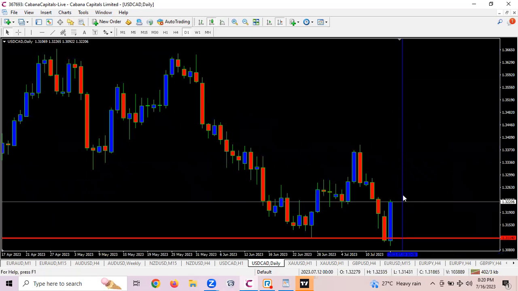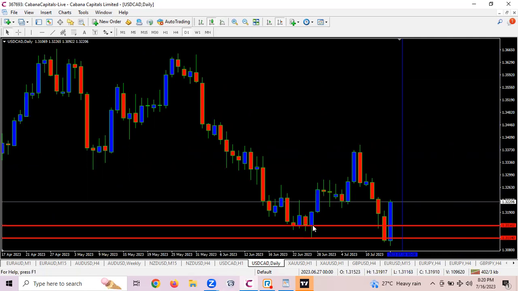So you see what we have on daily? This is an engulfing pattern. And we had the previous support here, which became a resistance. This was a demand level. We call it your support level, right? Which has been broken.